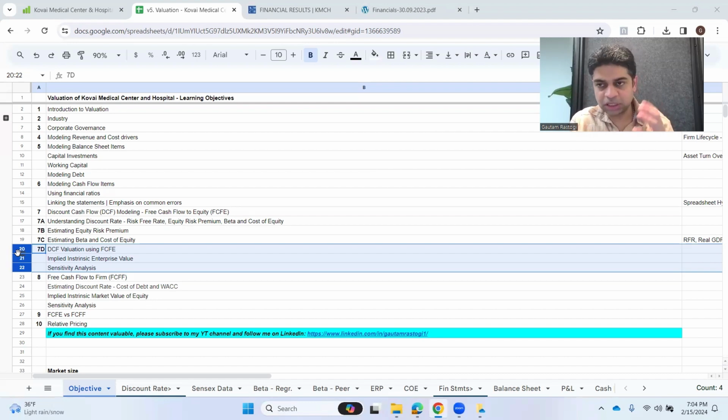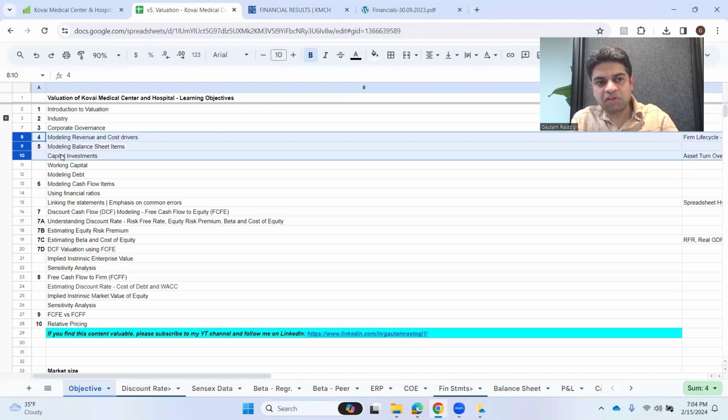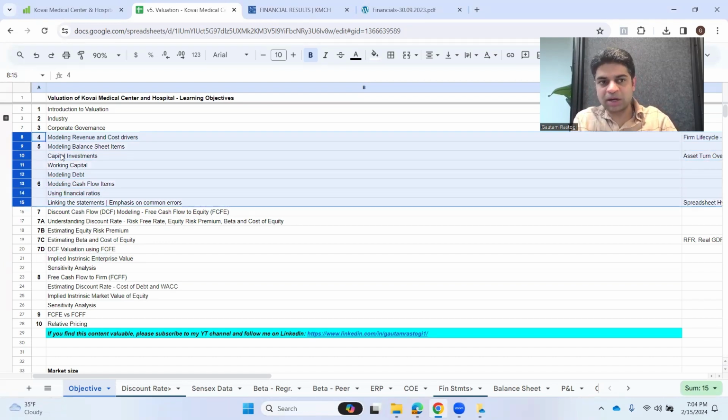So, a very quick recap. What we did in modules 4, 5, and 6 is we did the hard work of projecting out the revenue and cost, that is the income statement. Then we projected out the balance sheet items, and we projected out the cash flow, and then we linked the three statements together. So, all that hard work we have done already.